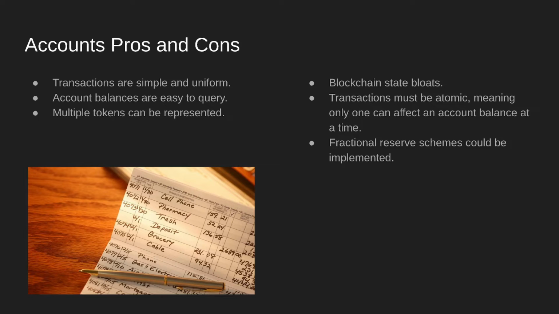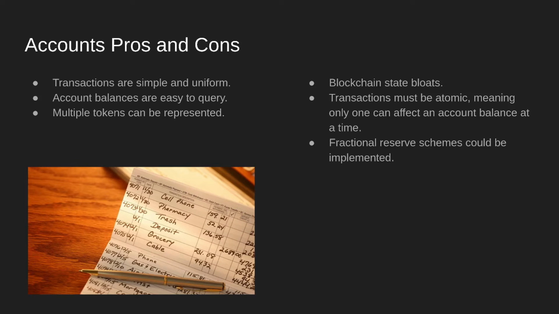The transactions must be atomic, meaning only one can affect an account balance at a time, so you can't take multiple inputs, or you can't receive multiple payments and send multiple payments at the same time. They have to line up and go one by one. Whereas with UTXOs, you can use specific UTXOs to make those payments while you're receiving more UTXOs.